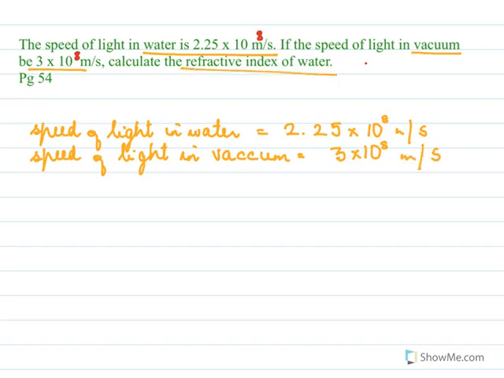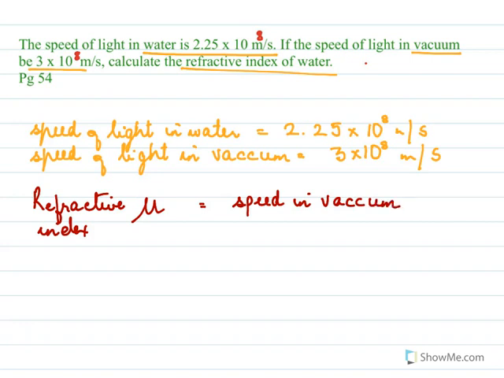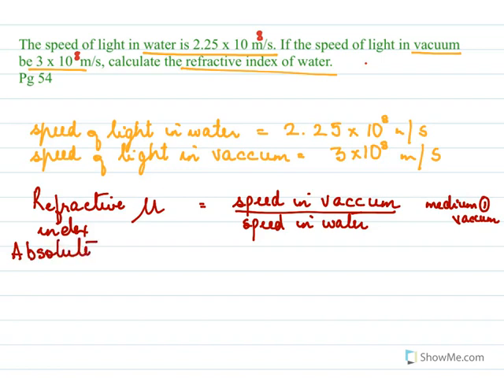We need to find the refractive index, which we denote as μ. It will be the speed in vacuum over the speed in water. Now remember, this will be the absolute refractive index, because here we took medium 1 as vacuum. So what we are calculating is actually the absolute refractive index.